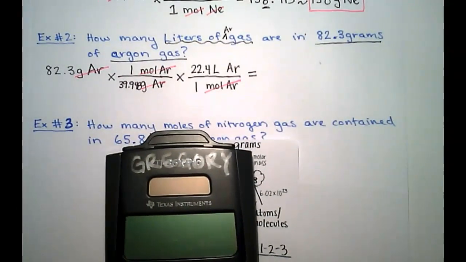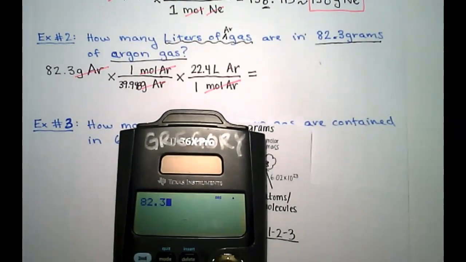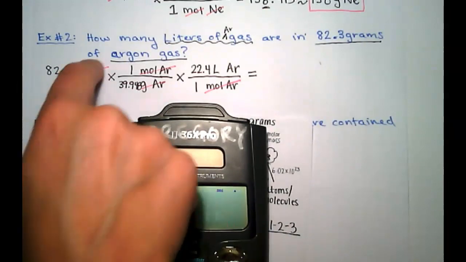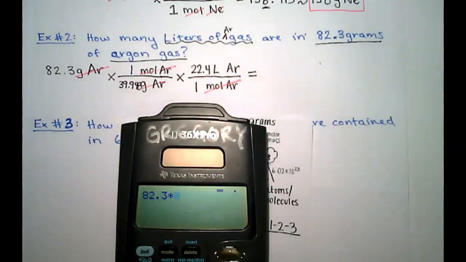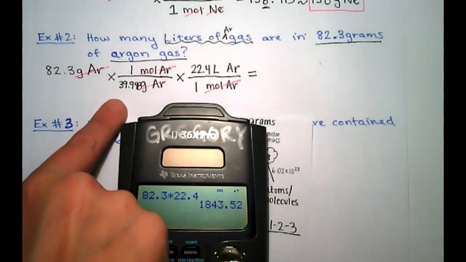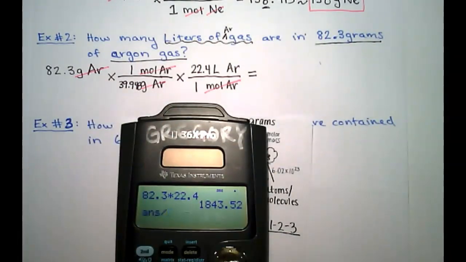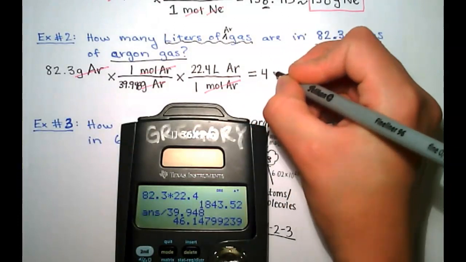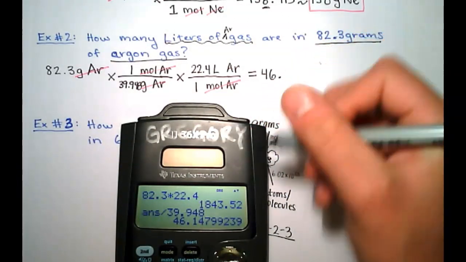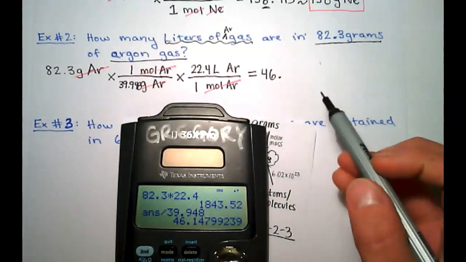So I have 82.3 times 22.4 is on top, so times 22.4. And then I need to divide by the part on the bottom, so divided by 39.948. Then hit enter, and that gave me 46 point, a bunch of decimal points, 46.1479929. I'm not going to write that all out.